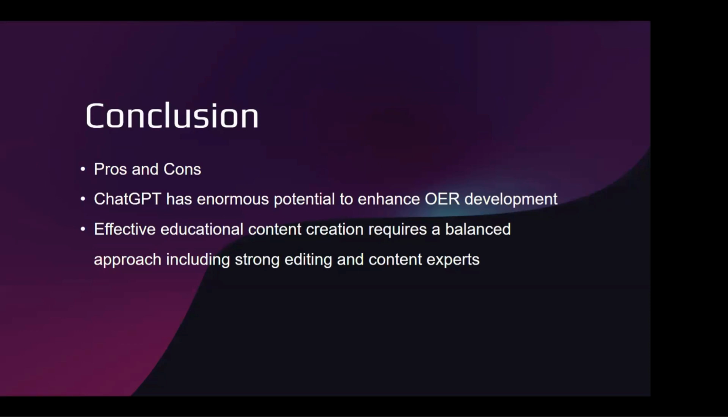So in conclusion, there are pros and cons to using ChatGPT, including that it's fast, it's always available, and it can help you creatively. But you do have to watch quality control and accuracy. You won't be able to judge outside of your field of knowledge very well, and there are some biases to using it, both internal and external. But ChatGPT has enormous potential to enhance OER development or modification, if that's what you want to do, as long as you balance strong editing and vetting or use content experts. Then ChatGPT can help you create effective educational content.